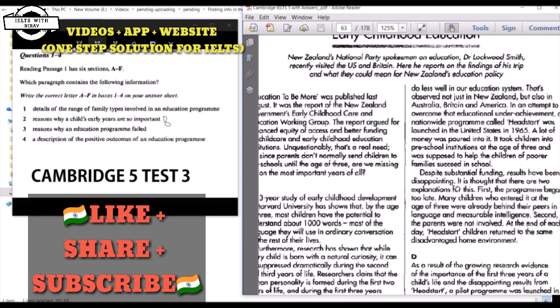So here I have two reasons. The first was the program began too late, and the second, many children who entered at the age of 3 were already behind their peers. So the answer of question 3 is C.